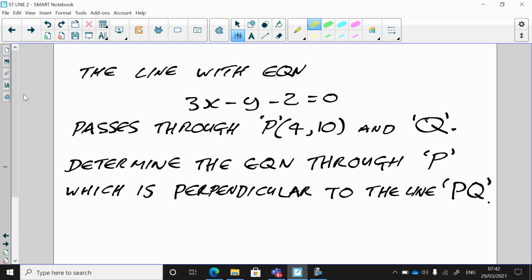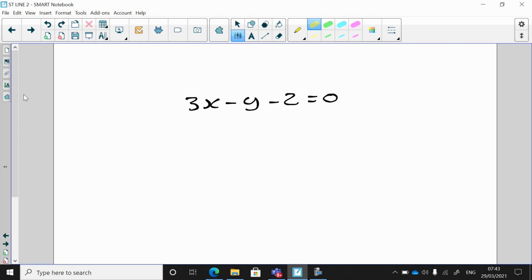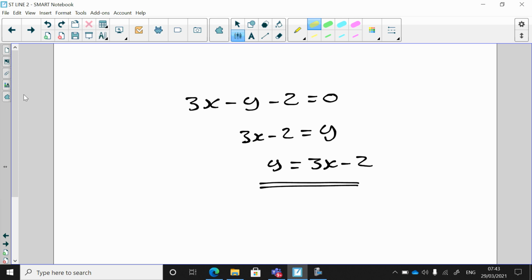Okay, so let's see, they want the equation through the point P that we have coordinates for, which is perpendicular to the line PQ. Okay, so perpendicular, at right angles to. We've seen that in the past, so maybe we'll use the relationship between the gradients of perpendicular lines. Okay, so there's my equation there. I'm just rearranging it here in the form y equals mx plus c probably. Okay, so y is on the left, so maybe swap sides here.